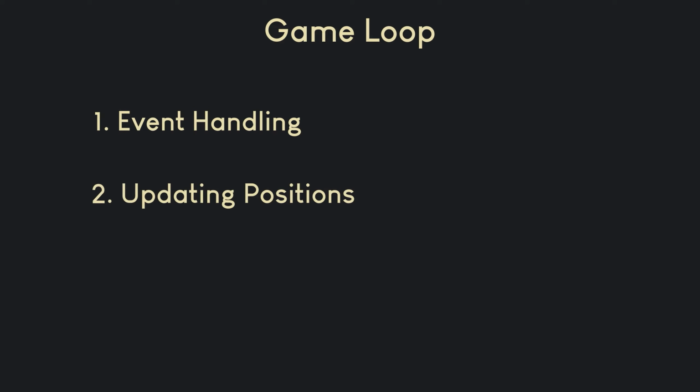Second, updating positions. Next, we need to update the positions of all the game objects, such as the spaceship, the aliens, and so on, based on the events we detected in step number 1. Third, drawing objects. Finally, we draw all the game objects in their new positions on the screen. This step uses the Raylib graphics functions to render the objects on the display.